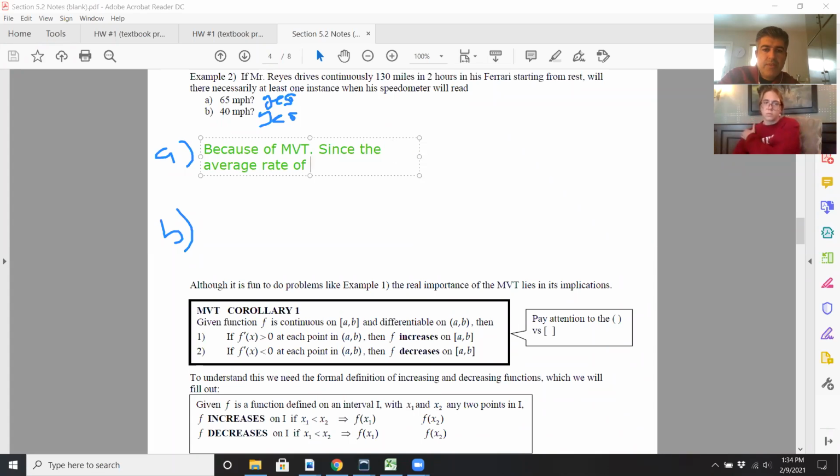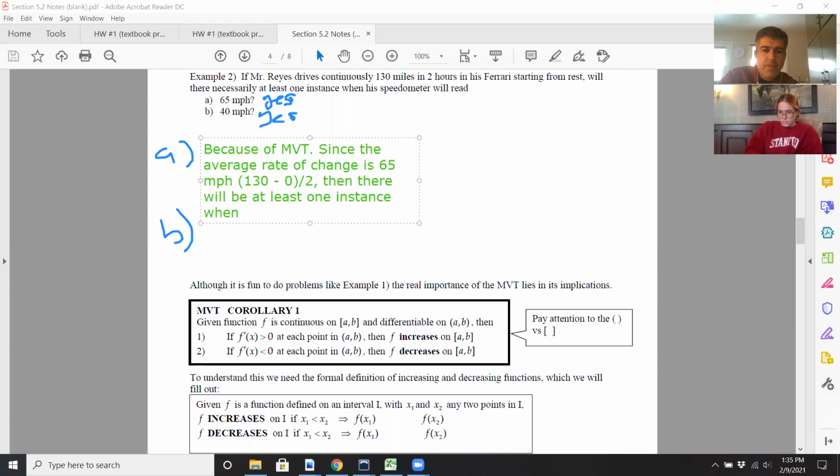average rate of change is 65 miles per hour, where you do 130 minus 0, then there will be at least one instance when the instantaneous rate. And let me finish typing. I'll let you guys copy it.